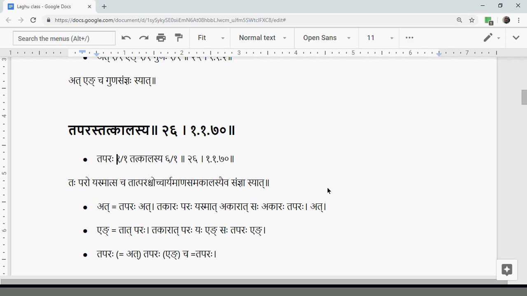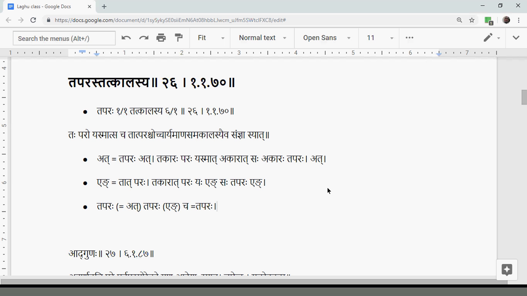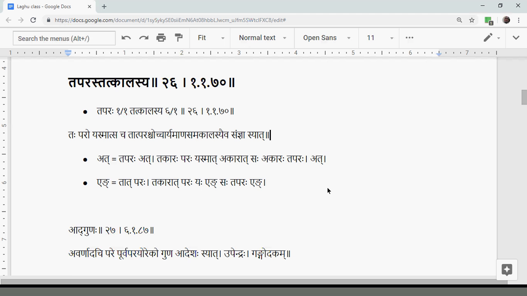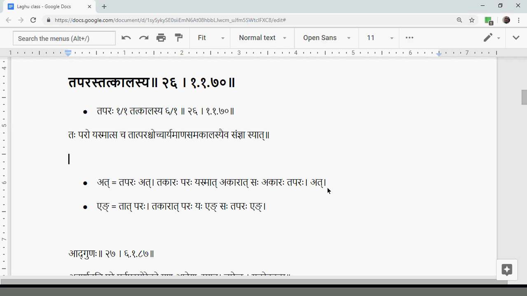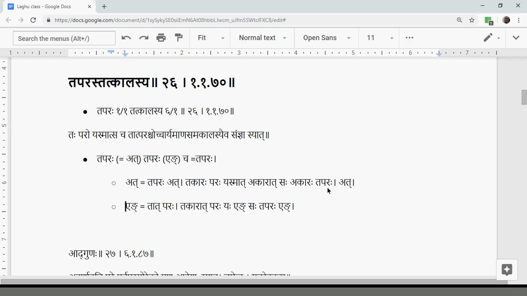That's what the meaning of taparaha is. And this taparaha is tapara tatkalasya bhavati. What is tatkalasya? Now he is explaining what is tatkalasya. Tatkalasya is equal to uchariyamana samakalasya eva sanyasya. Uchariyamana samakalasya, that is the meaning of tatkalasya. What is the samasa tatkalaha now? You have to see what is the meaning of, I'll shift this above so that we know what are these two taparas. There are two taparas. They are explained as first tapara and second tapara. This is also taparaha. This is equal to tatparaha. Here it was what? Taparaha.